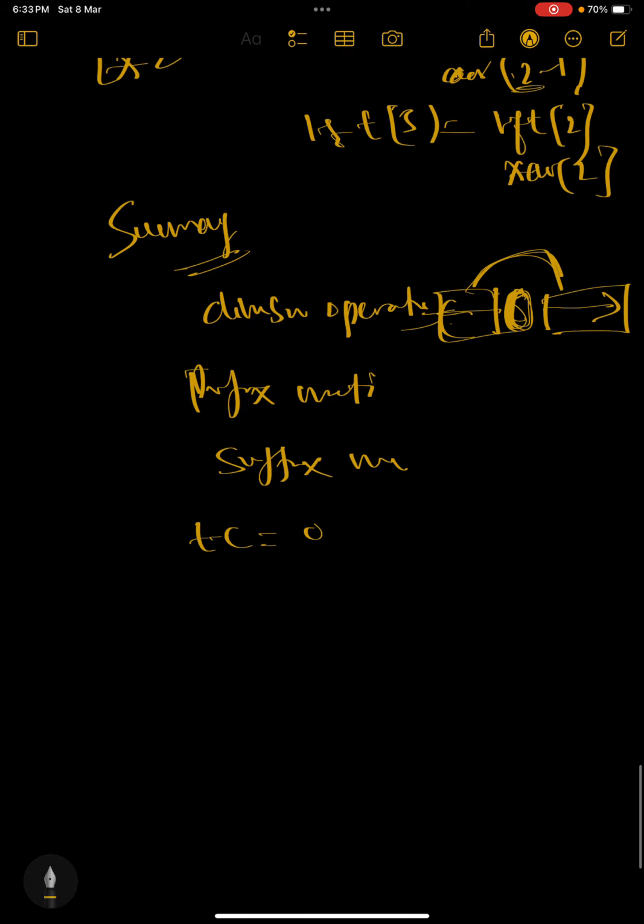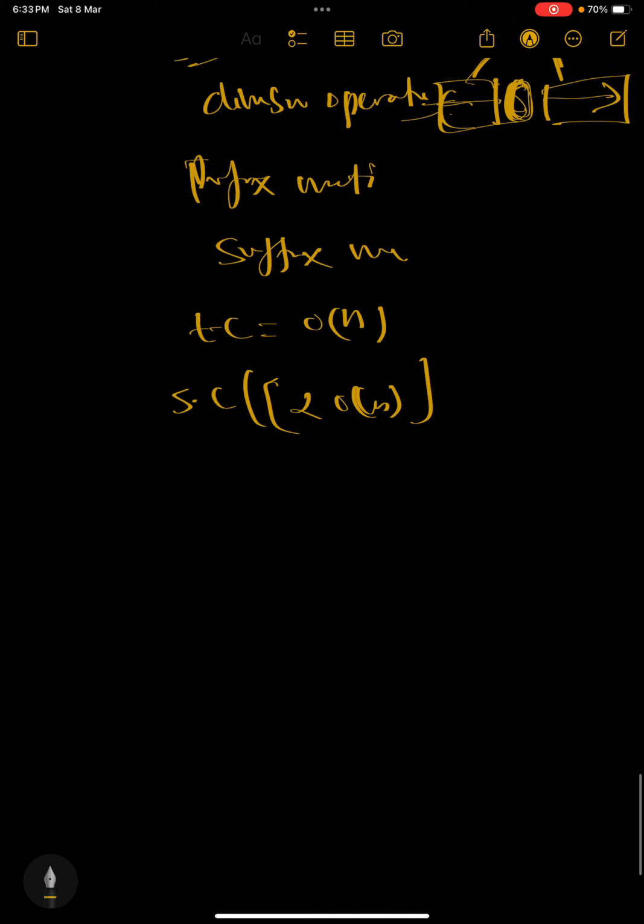Time complexity is O of n, and space complexity is 2 into O of n, because I'm making two arrays, one is left and one is right. I hope you understand the question.